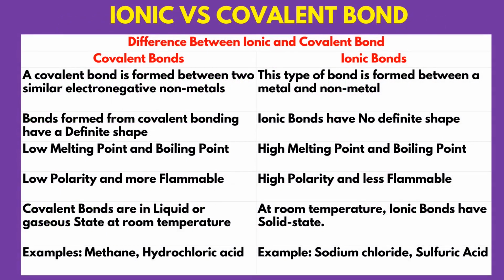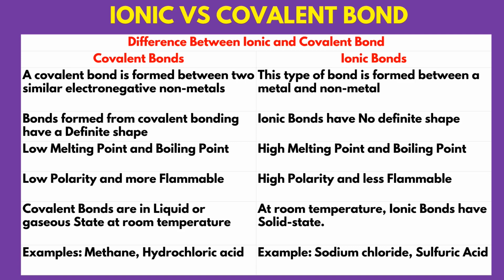The following are the differences between ionic and covalent bonds. A covalent bond is formed between 2 similar electronegative nonmetals, while ionic bonds are formed between a metal and a nonmetal. Covalent bonds have definite shape, while ionic bonds do not have definite shape.